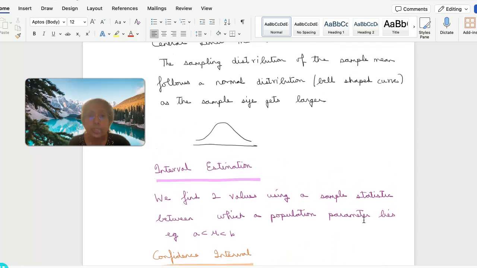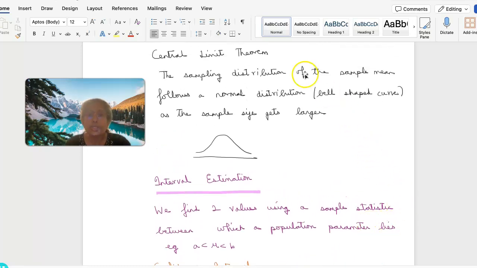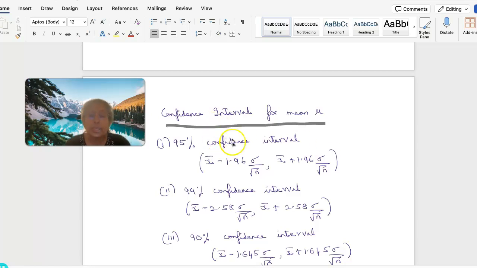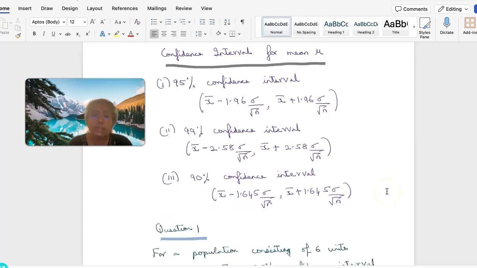It's also useful to remember the Central Limit Theorem, which says that the sampling distribution of the sample mean follows a normal distribution, that is a bell-shaped curve, as the sample size gets larger. Now, confidence interval for the mean mu. The 95% confidence interval is x bar minus 1.96 sigma by root n, x bar plus 1.96 sigma by root n. When it is 99%, it is x bar plus or minus 2.58 sigma by root n. And when it is 90%, it is x bar plus or minus 1.645 sigma by root n.